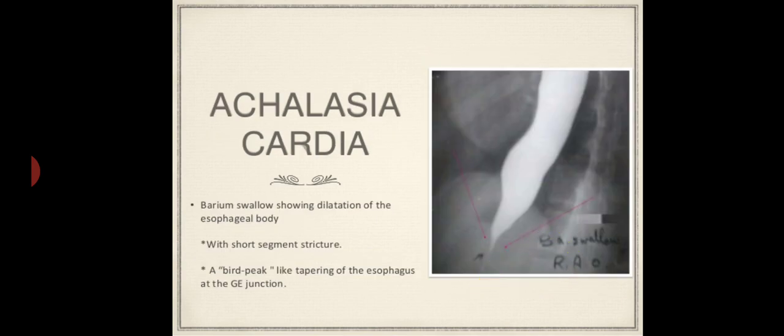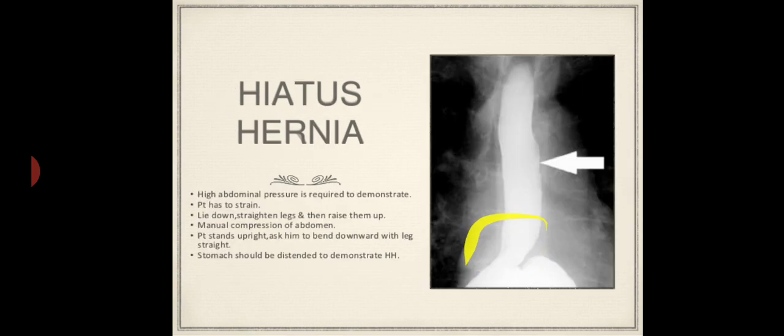Next is achalasia cardia. Barium swallow showing dilatation of the esophageal body with a short segment stricture, and a bird beak-like tapering of the esophagus at the GE junction. This can be seen.